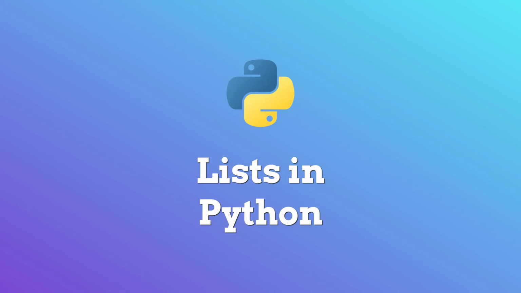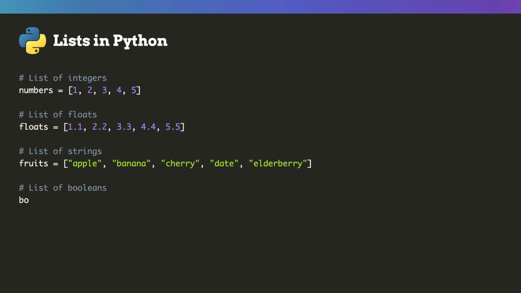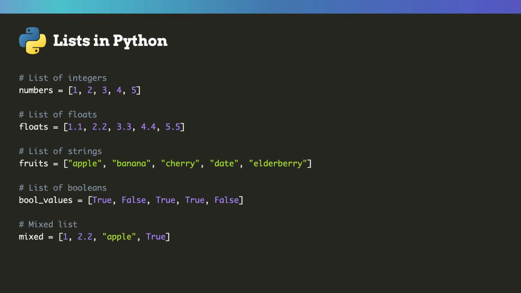Lists in Python. Lists offer a way to store multiple items in a single variable. This versatile feature of Python is useful in scenarios where you need to store and manipulate a series of data, such as student scores, names of employees, or daily temperature readings.